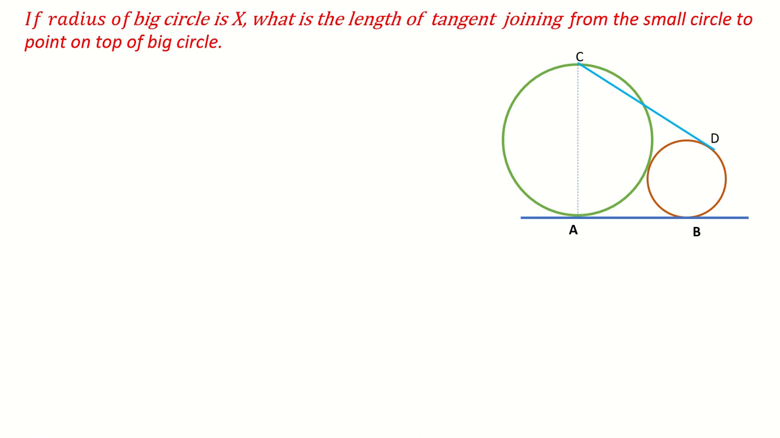Okay, and then there is a tangent drawn from the small circle at point D to the top point on the big circle, like C here in this case. Okay, a tangent is joining from the top point of the big circle to the small circle, which is next to the bigger circle. So now we need to find the value of CD. Okay, that's the question. I did not mention it here, but yeah, we need to find the value of CD.